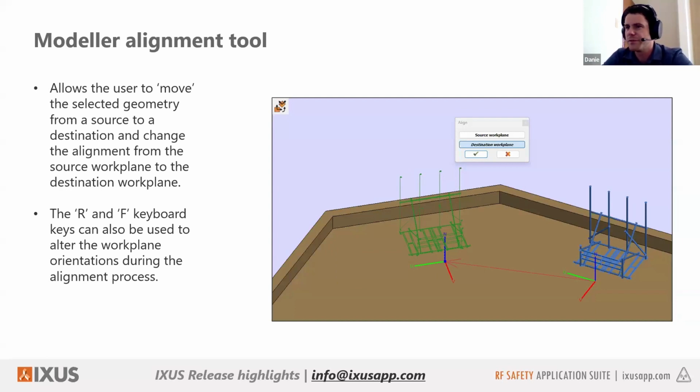This makes it very nice and easy to have geometry and then align it with another piece of geometry, for example, on a rooftop that has an angled surface or something like that. And you can toggle the orientation of these work planes by using the R and the F key on the keyboard. So that makes it very nice and easy.